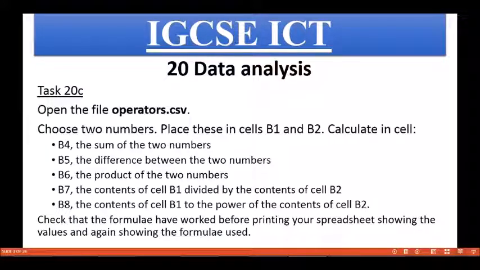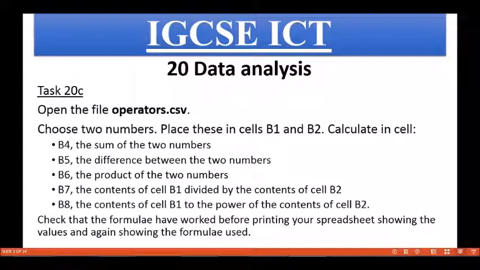IGCSE ICT Chapter 20 Data Analysis Task 20C. Open the file operators.csv. Choose two numbers, place these in cells B1 and B2. Calculate in cell B4 the sum of the two numbers.